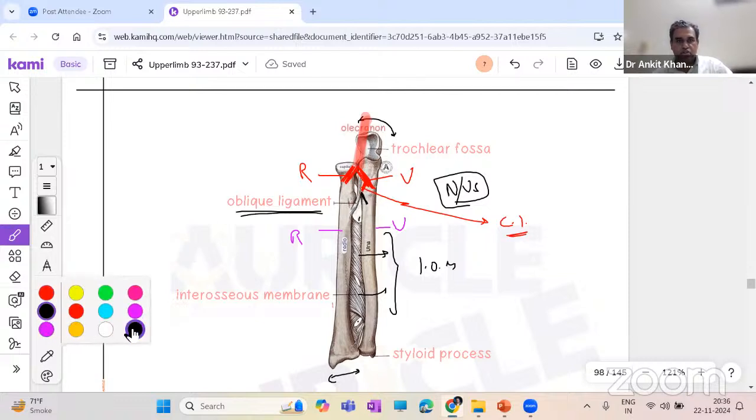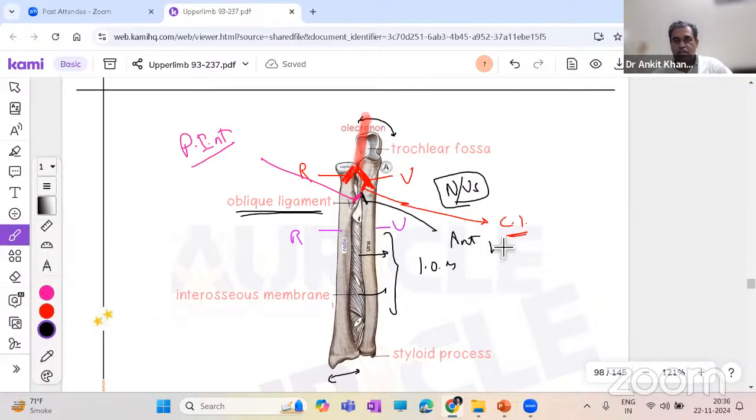And let me see one more color. Okay, with this one. And one more. This is posterior interosseous. So let me write over here. This is posterior interosseous artery. Okay, and this black color over here, this was the anterior interosseous artery. So now there's posterior interosseous artery, which is coming from the common interosseous.